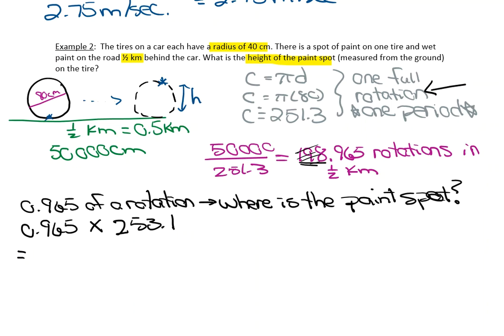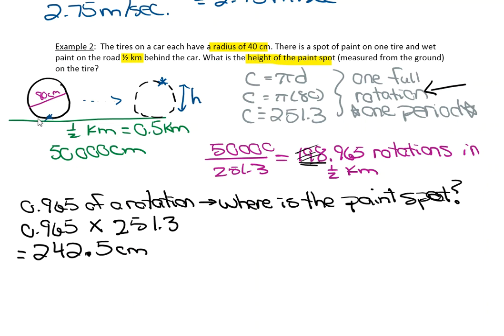Oh, and I switched my numbers there, sorry. I gotta change my 53.1 to 251.3. I multiply these two numbers together, 242.5. Okay, what does that mean? Well, that's an answer in centimeters, and that is the distance it has traveled.